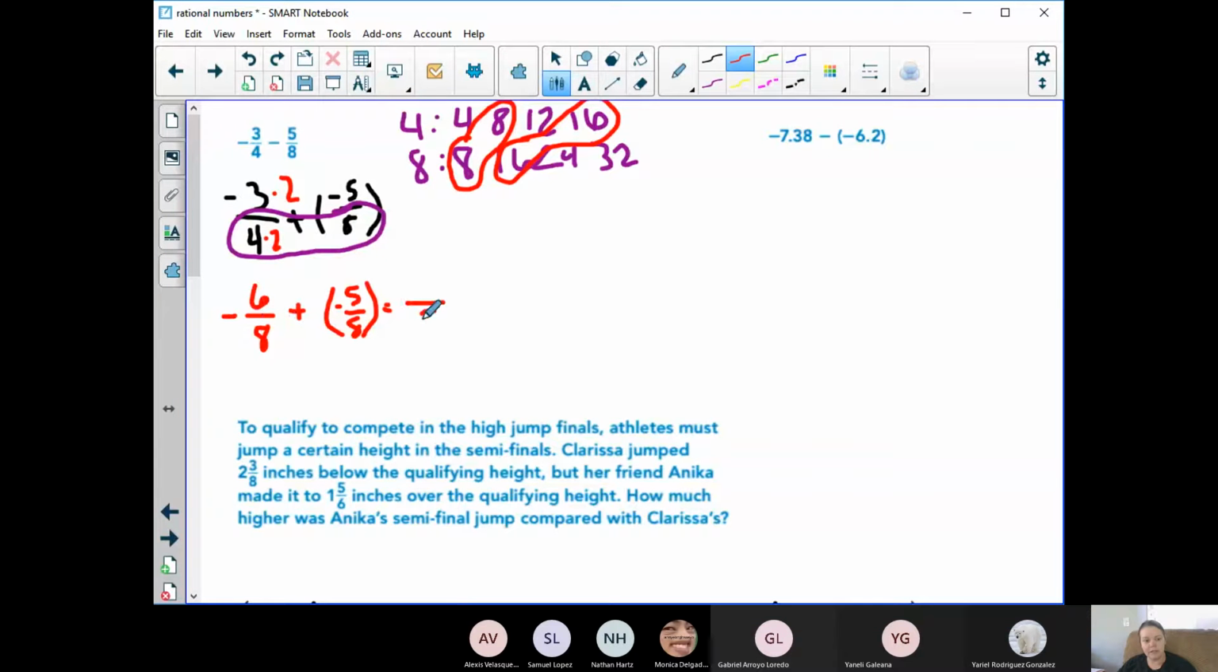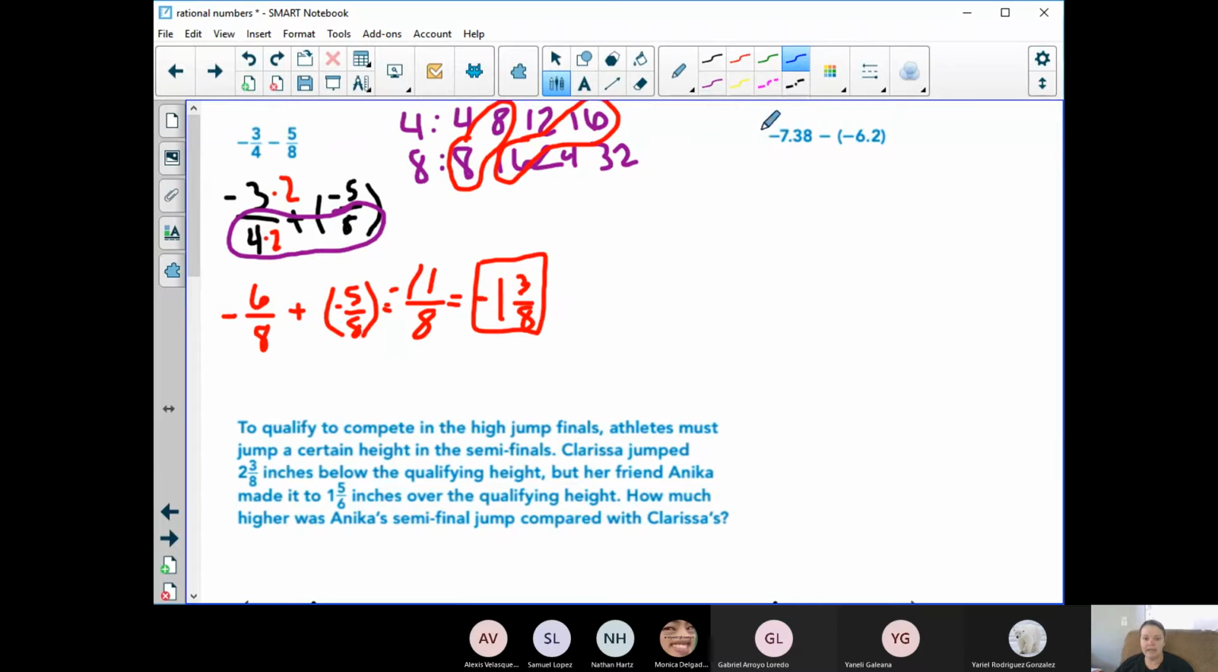So my denominator stays the same. Both of them are negative, so we know it's going to be a negative answer. And I add the top. 6 plus 5 gives me 11. And I can leave it as -11/8 if it says in the problem that that is okay. Or I can simplify this down into a mixed number and get -1 and 3/8. Any questions about that problem? Okay.